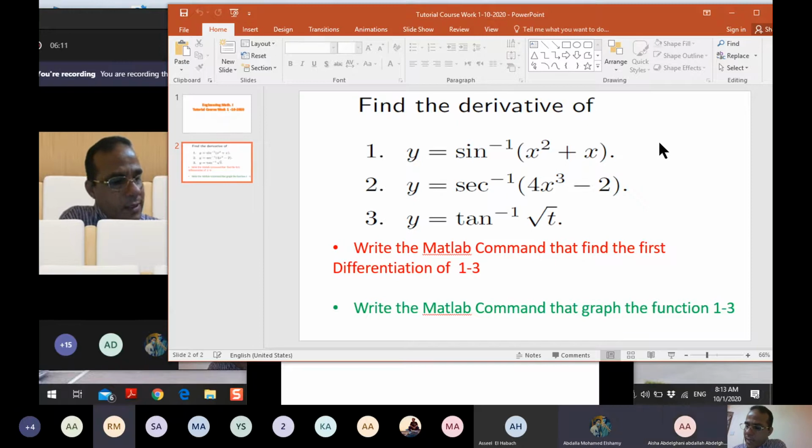Why? This is tan inverse. So the angle is this one, right? If you have only tan, yes, root t will be the angle, right? But once you have an inverse function, it means the left-hand side is your angle, right?